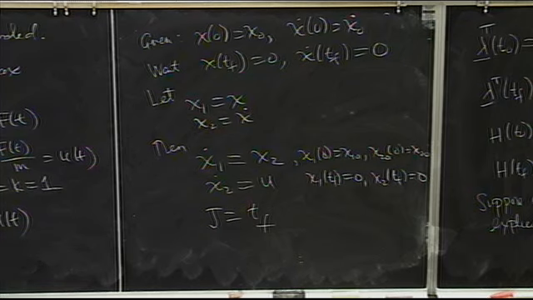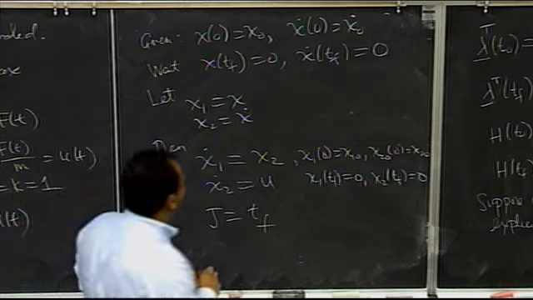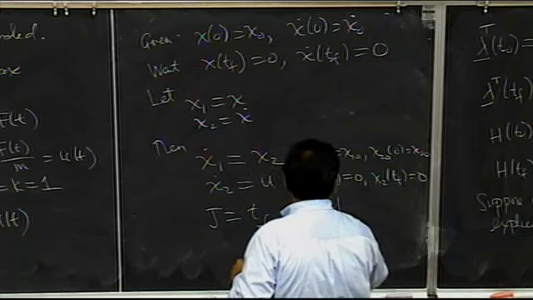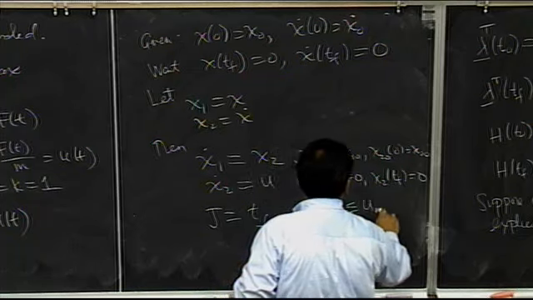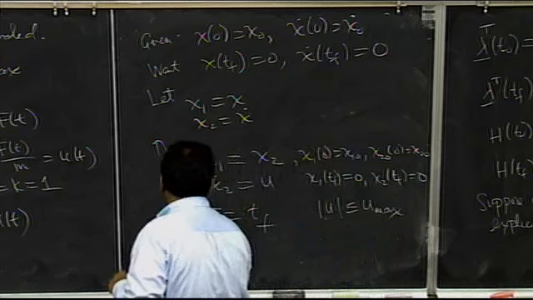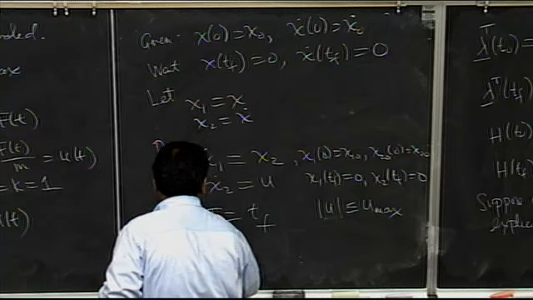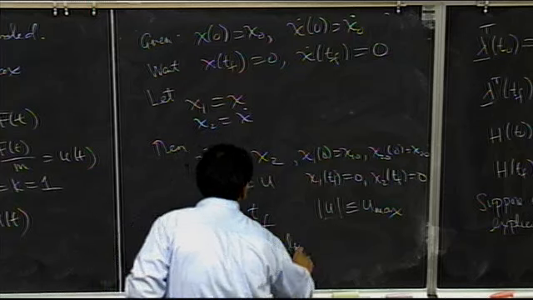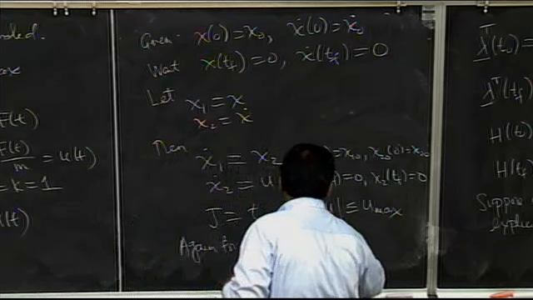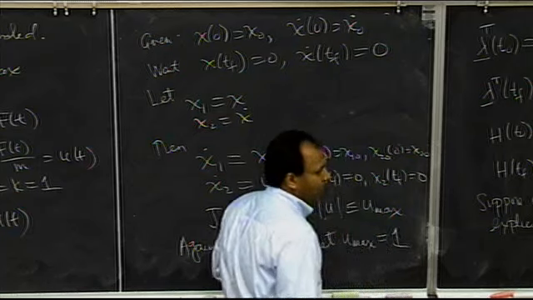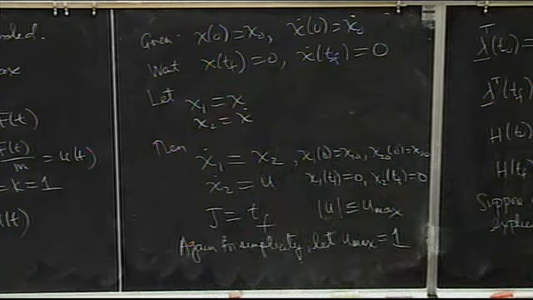But I told you that f of t was bounded by f max. So there's another thing in here, which is u is bounded to lie between minus u max and plus u max. And again, for simplicity, but it doesn't lose any generality, let u max equal 1. You can make these numbers anything you want, but for the purposes of instruction, it's just easier to normalize everything so that everything's at 1.